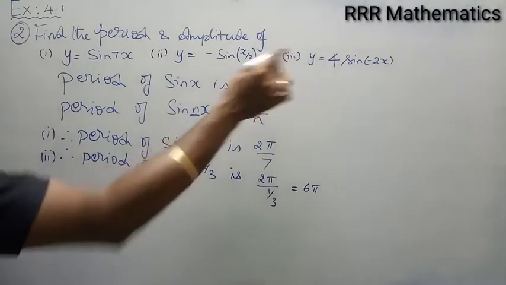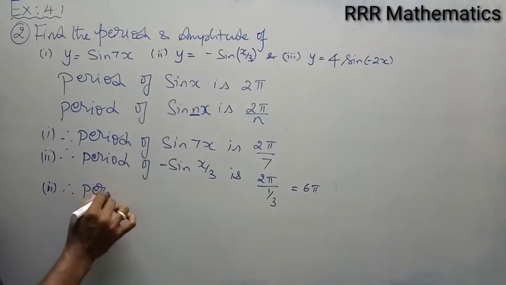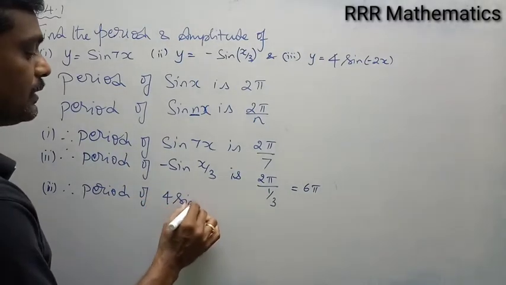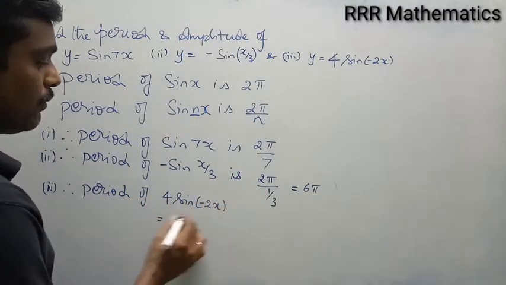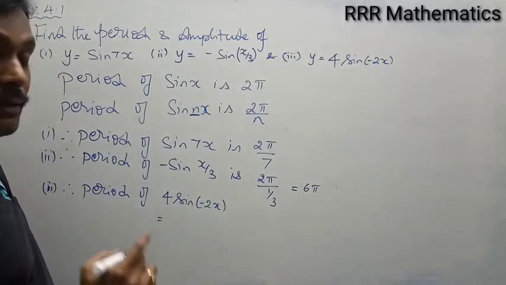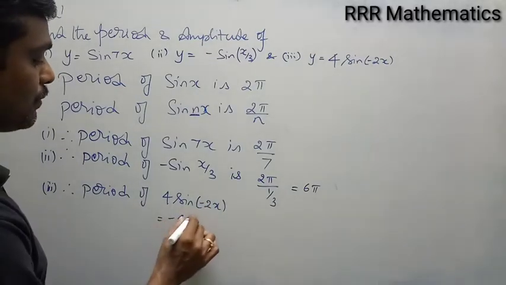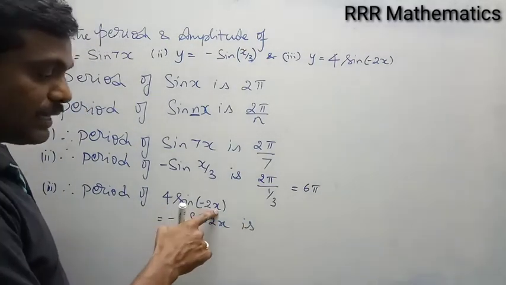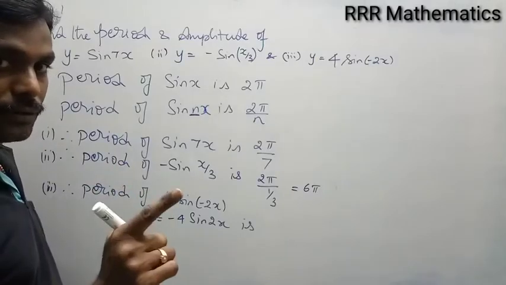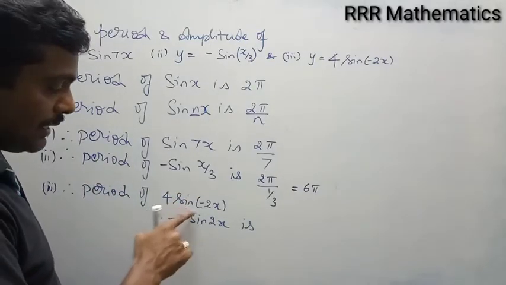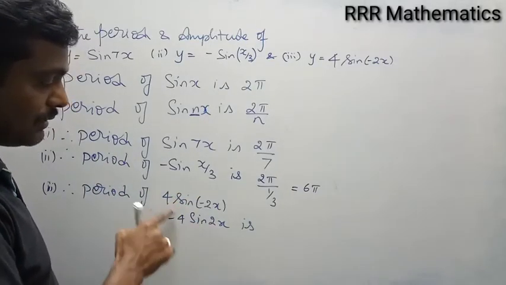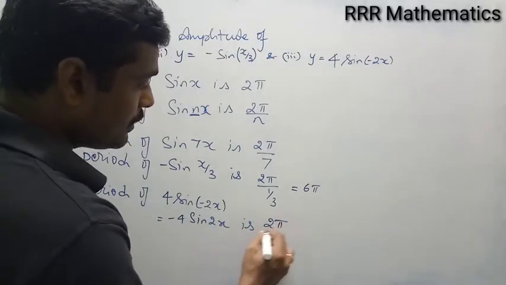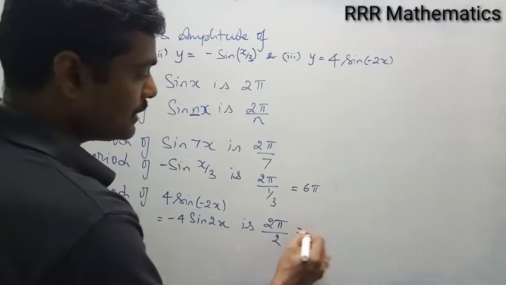Now, third problem. Period of 4 times sine minus 2x. What is sine minus theta? Minus theta lies in the fourth quadrant, where sine is negative. So the minus will come out. It will be minus 4 sine 2x. Yes. So minus sine 2x with this 4. Whose period is, I want to divide 2 pi by the x coefficient 2, that is pi.